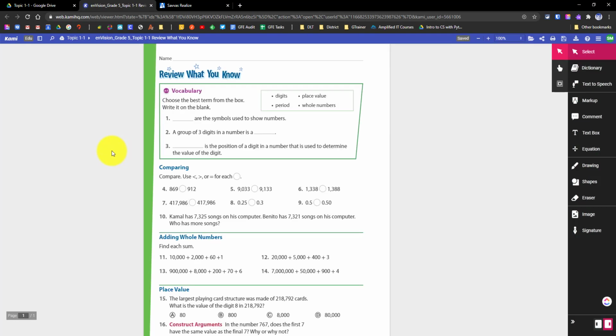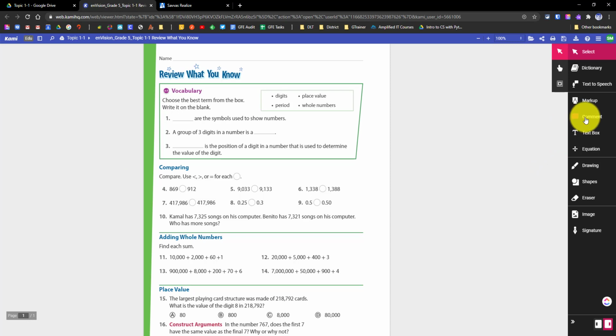Now, a review what you know, obviously, is asking the student what do they already know. So I'm not going to give too much information or direct instruction during this assignment. What I am going to do, however, is make sure that I include clear instructions for the students on how they can complete this assignment.